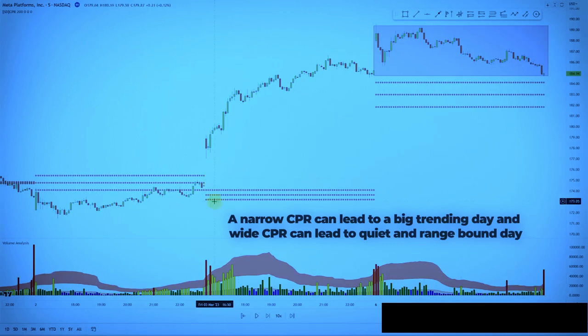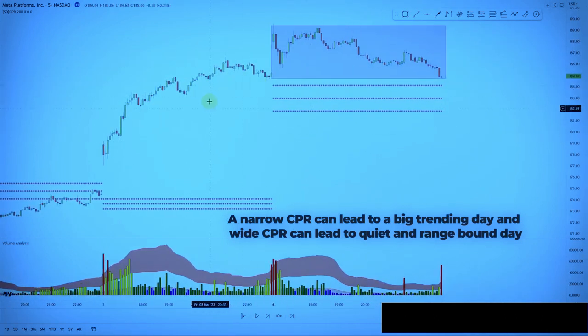In this example, you can see a very narrow range day, which led to a huge move during the day. Observe how the price was trending in one direction, with lots of momentum. And of course, after such a strong trending day, the next day was a wide range CPR with sideways price action. This is an efficient way to analyze price, quite different from the classic price action techniques.